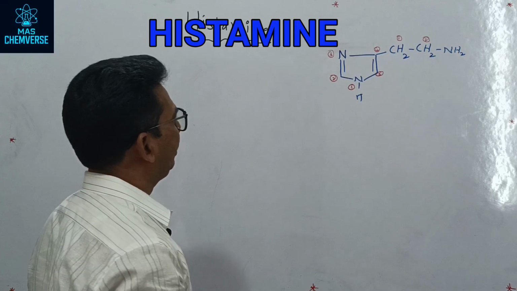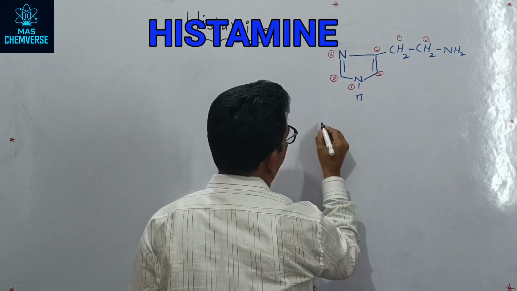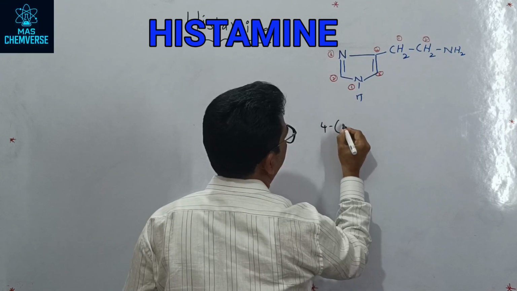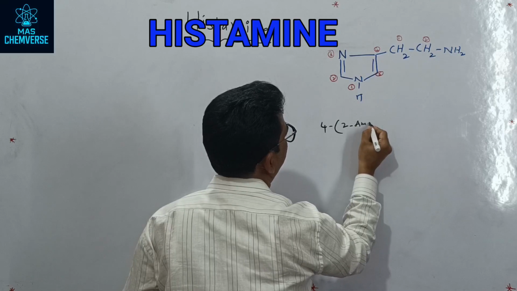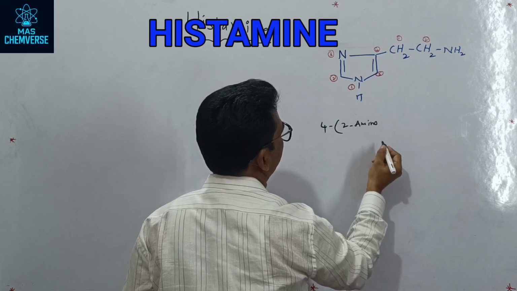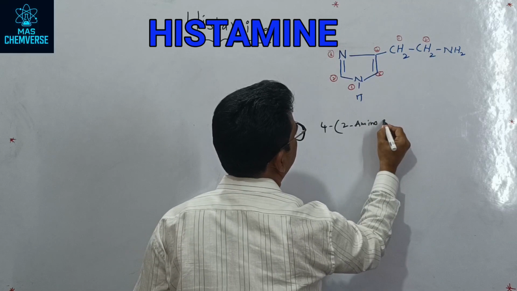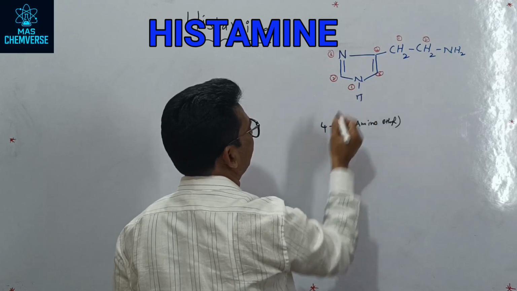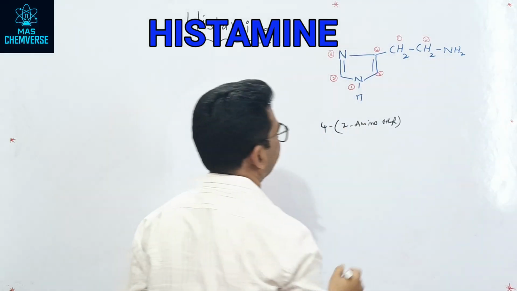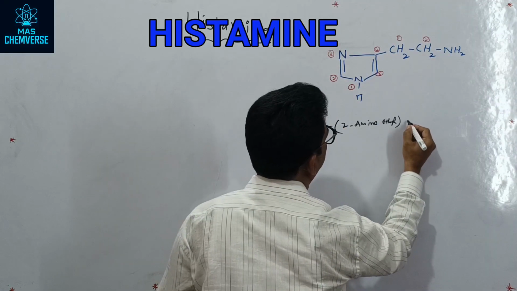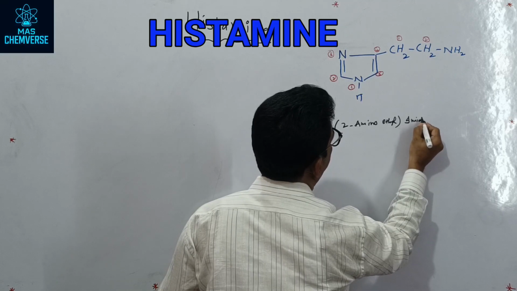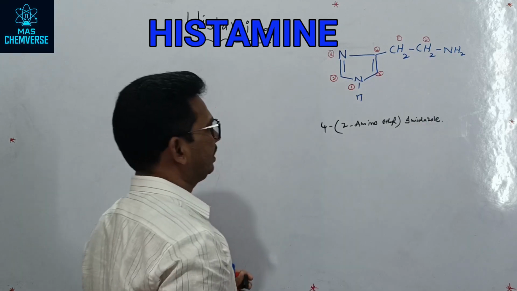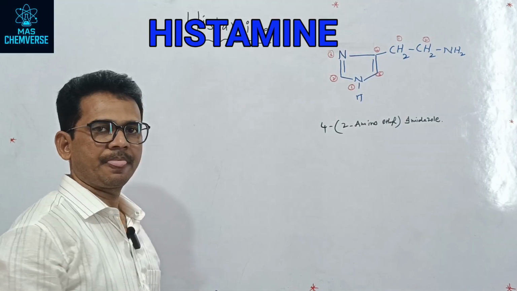When we write the chemical name for this one, at the fourth position, at the second position of the side chain, it has the amino, that is 2-aminoethyl. All this is present at the fourth position of the imidazole. For 2-aminoethyl imidazole, this is the chemical name.